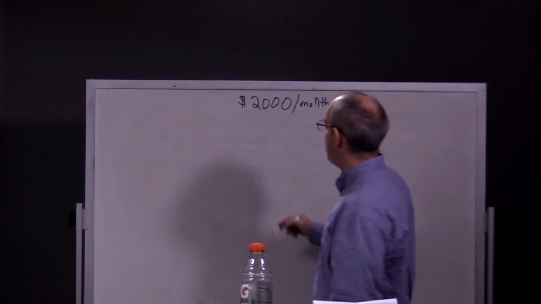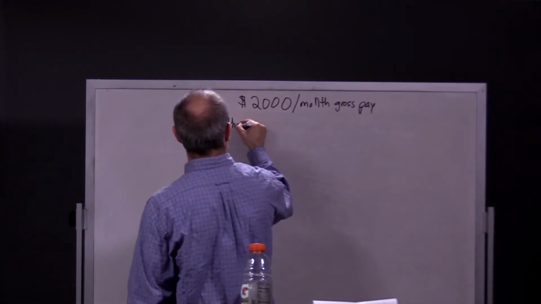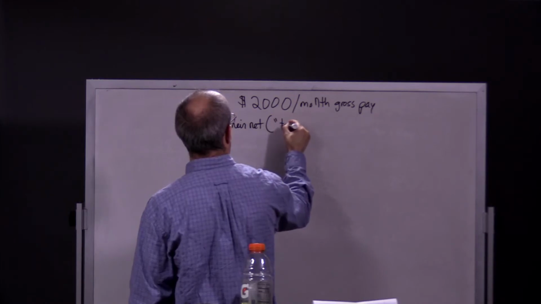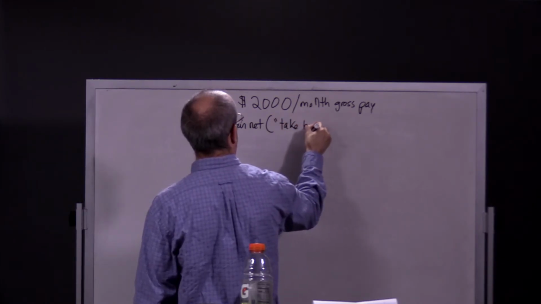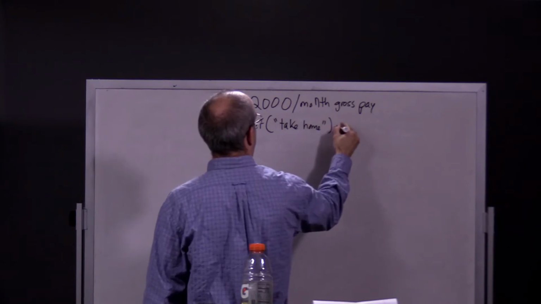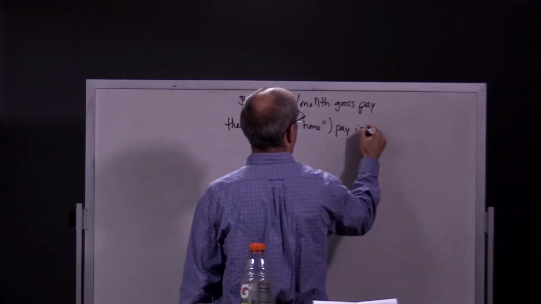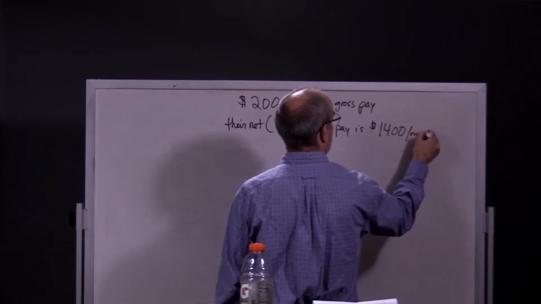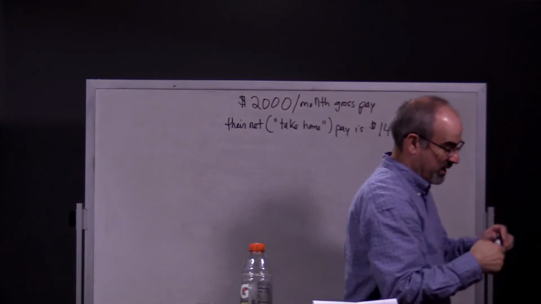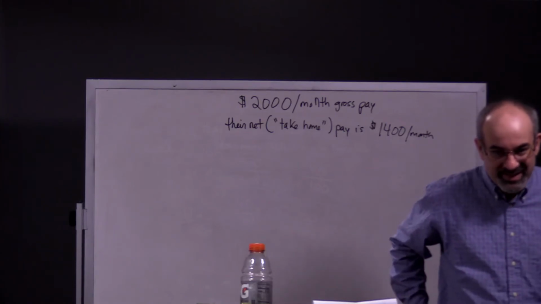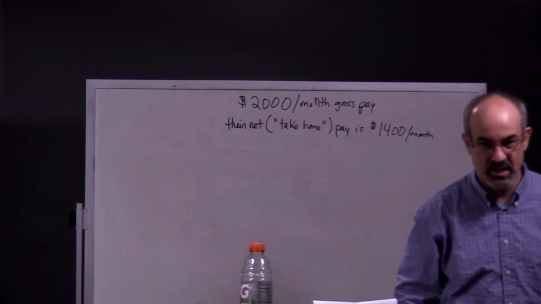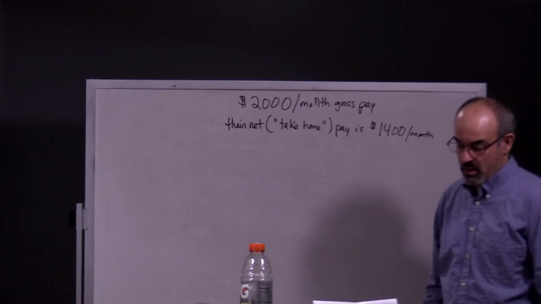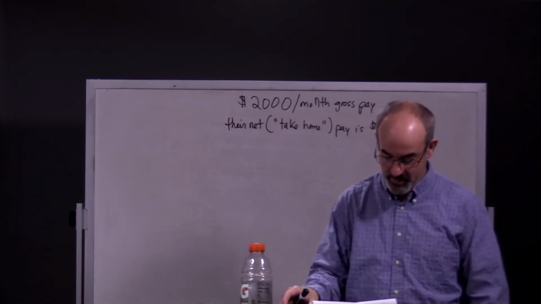Their net pay, net, which another word or phrase for net is take home, is $1,400 a month. So they get paid $2,000 a month, but after the taxes and everything taken out, their paycheck is only $1,400. They only get paid once a month. Maybe they're in the military.